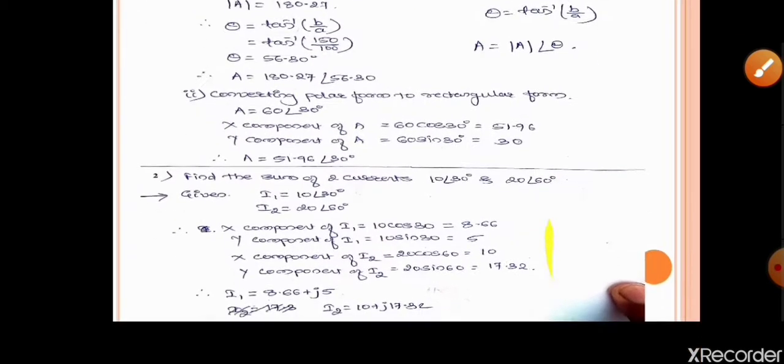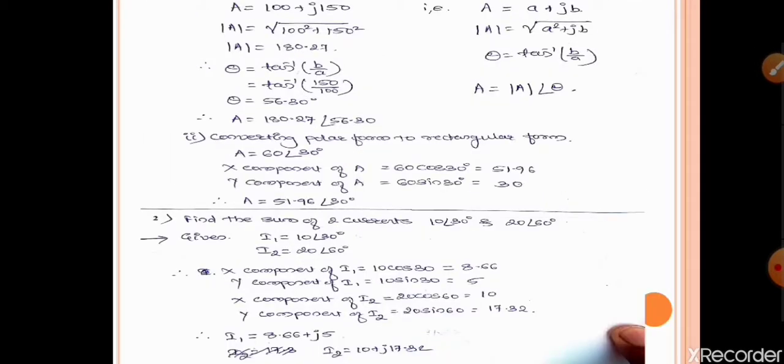Next we will see some examples. In these examples we will see about addition, subtraction, multiplication and division. So first, find the sum of two currents, that is I1 equal to 10 at an angle 30 and I2 equal to 20 at an angle 60. See, if they have given the I1 and I2 values in the polar form, at that time you have to convert them into the rectangular form, and only then you have to add.